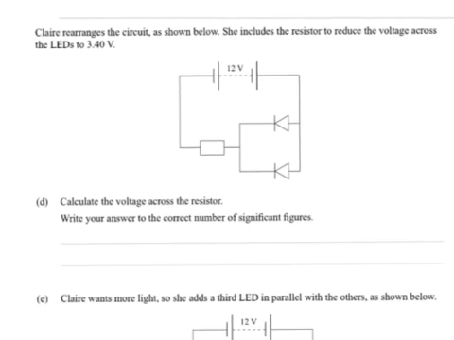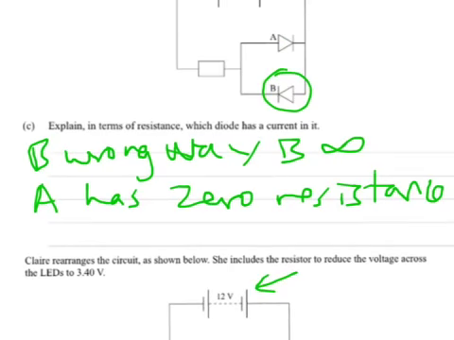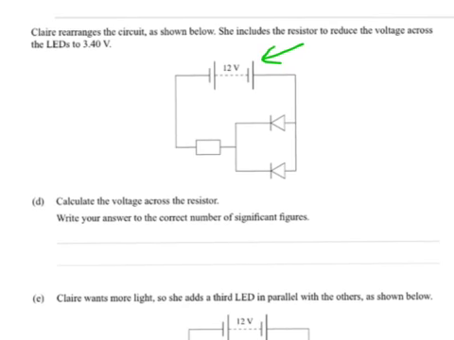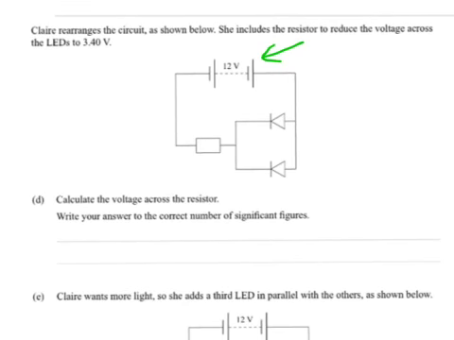Now Claire rearranges the circuit as shown below. She includes the resistor to reduce the voltage across the LEDs to 3.40 volts. Good idea to note what she's changed. You can see that the battery is around the other way. I'm pretty sure it's around. Oh, I got it wrong on this one. It'll be A that doesn't conduct and B conducts, and for the reasons I said below, I should have taken note of that. So the only change in this circuit is the battery's still around that way, but we've changed the diodes to be both pointing in the correct direction.